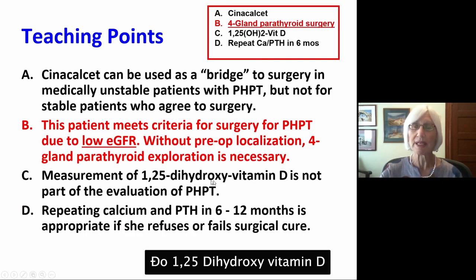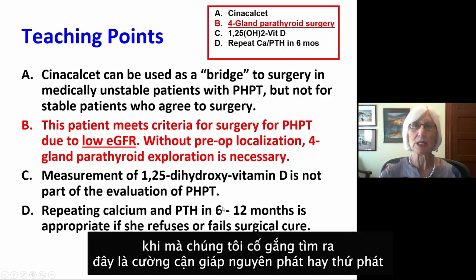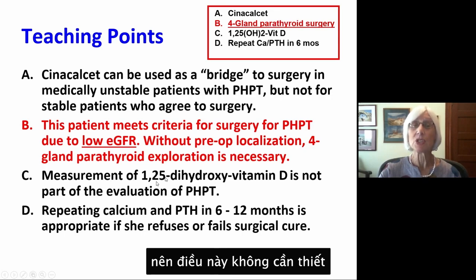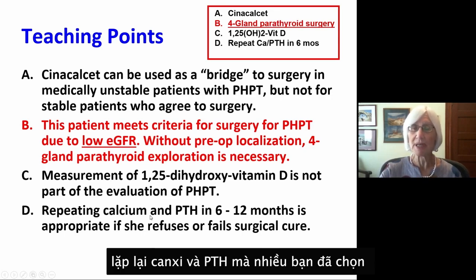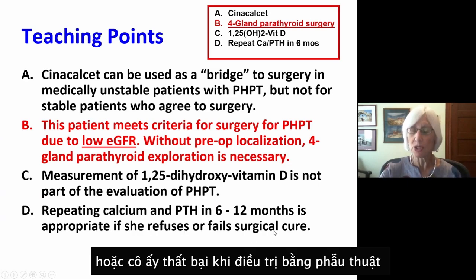The measurement of 1,25-dihydroxyvitamin D is something we sometimes do in patients with CKD when we're trying to figure out, is this primary or secondary hyperpara. But in this case, she clearly has primary hyperpara with a high calcium, high PTH, and CKD. So this is not necessary. Repeating calcium and PTH, which a lot of you picked, would be appropriate if she says, I'm not going to have surgery, I refuse, or she fails a surgical cure.